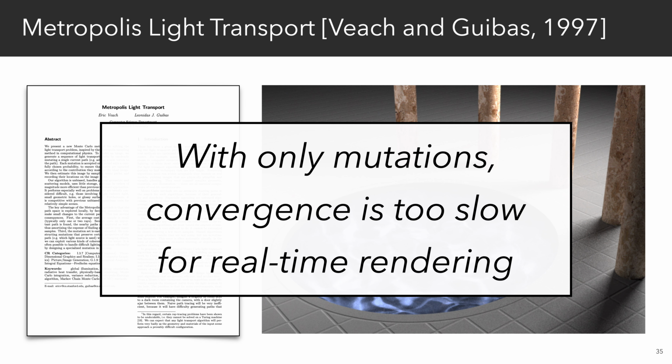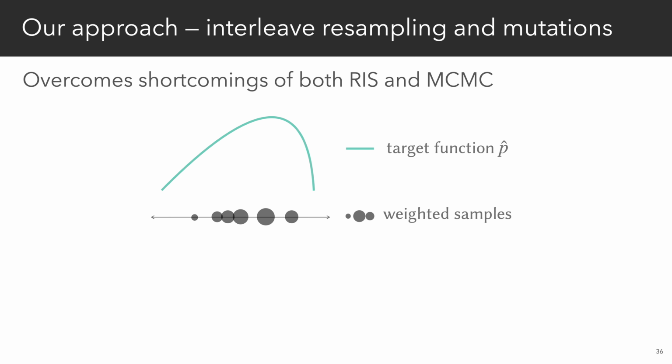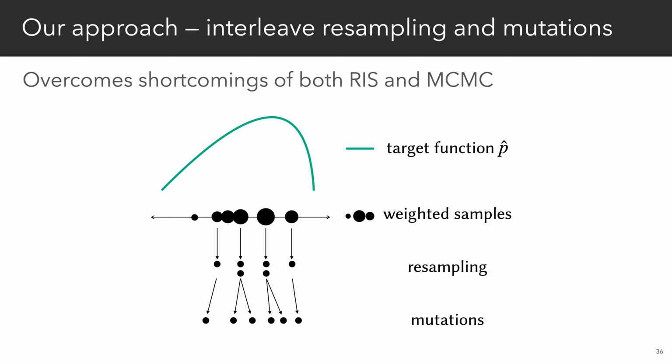So the key insight of our method is that we can actually overcome the shortcomings of both RIS and MCMC by simply interleaving resampling and mutations, which in turn will help to mitigate correlation artifacts. So specifically, given a set of weighted samples, resampling is very good at identifying samples with large contributions, but it leads to sample duplication. MCMC is typically slow at finding important samples, but it's a convenient way to diversify sample populations already selected by RIS.